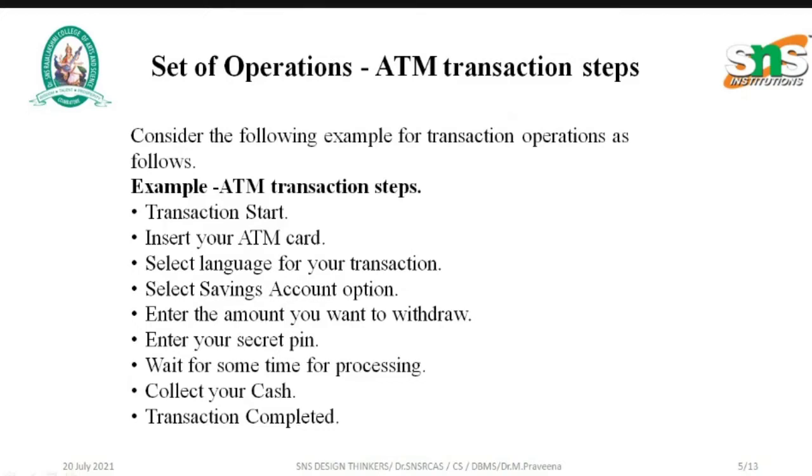Next, we will enter how much amount we want to withdraw, and then we have to type the secret pin, and we will wait for some time for the machine to process, and finally we will collect the cash, and then the transaction is completed. So what happens, for example, we are having 10,000 rupees in our account, once we take 2,000, then the balance will be 8,000. So the 8,000 will be updated in the account. So once the transaction is completed, the data in the database will be changed.